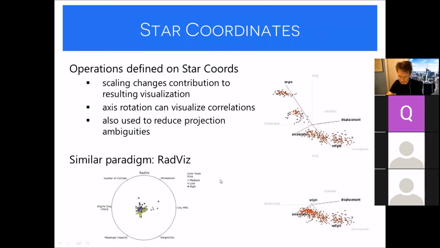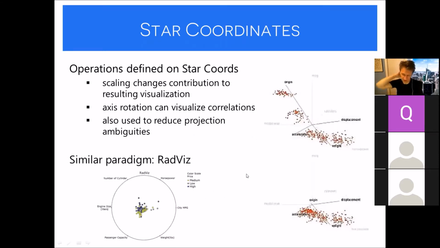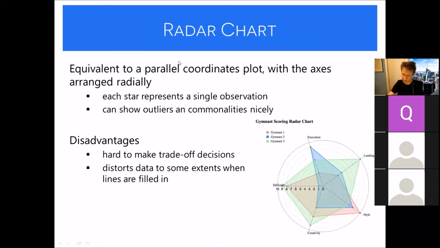Then another one is Radvis. That's very similar to star coordinates. The only real difference is that it normalizes into a unit circle. But it's very similar, right? You have these layouts, like here's one dimension, another, and the points are mapped in a similar way as here, okay? Here, the mass spring layout is used, but it's very similar, okay? So it's just star coordinates and Radvis, all these kinds of techniques. Okay. Then a third one is called radar chart, which is actually a really nice one.